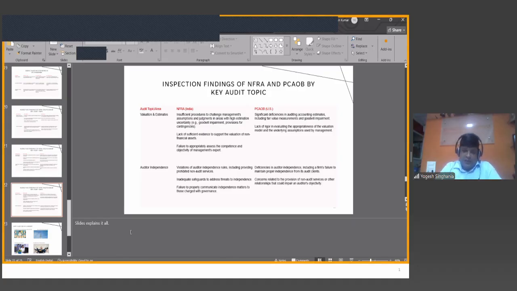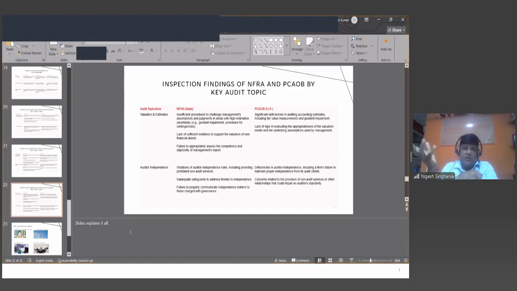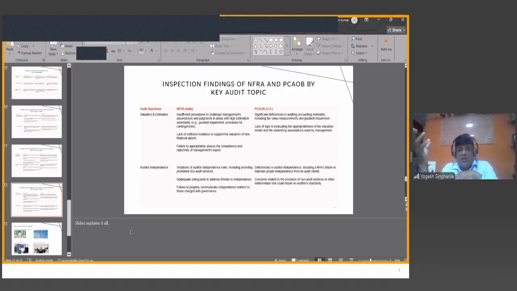Auditor independence: I have already discussed that there have been violations of independence. In India, the big talk of the town is that the auditor is getting advisory fees or some other engagement fees more than the audit fees. That can also breach your independence. In the US, there are relationships with the client or client personnel, even though you are signing their audit report. These kinds of issues might also breach your independence. So there is a big focus on that.